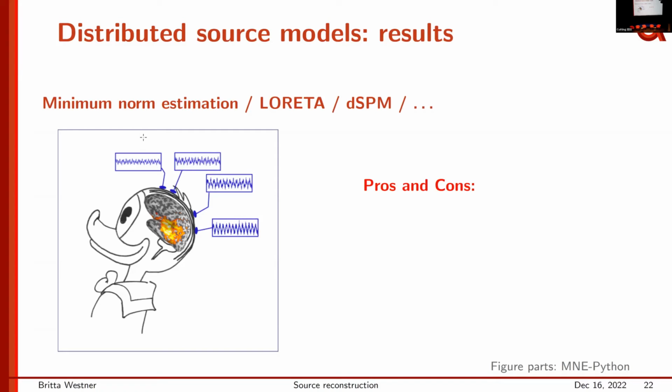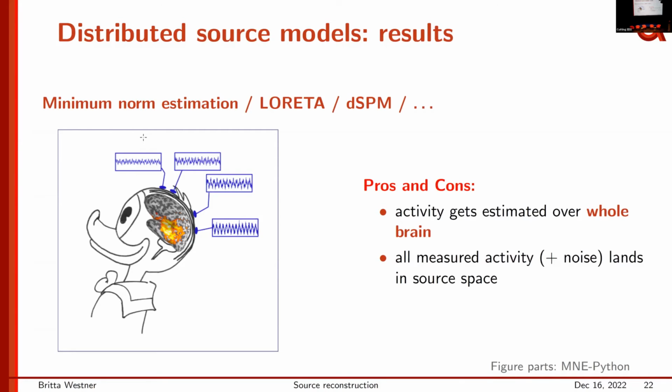So the pros and cons of those methods. I don't know if that's really a pro or a con: activity gets estimated over the whole brain simultaneously. And definitely more a con than a pro: all measured activity lands in source space. So all of your data gets projected to source space, including any noise you might have in your data. It will end up somewhere.